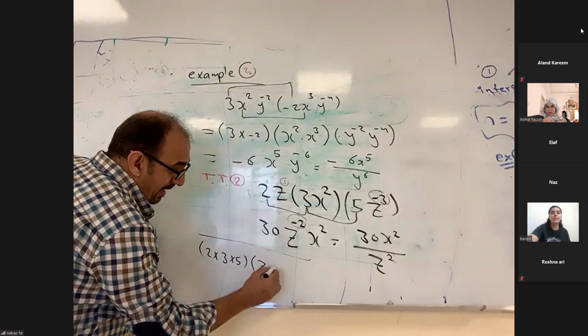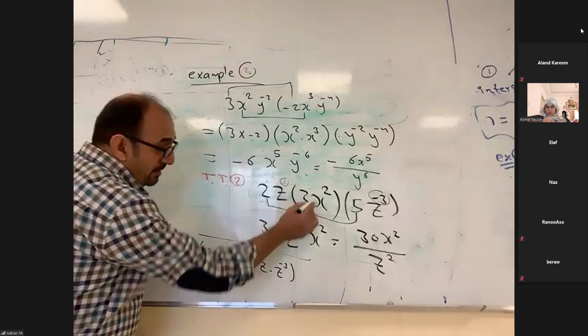Z times z to the power negative 3 and x squared.